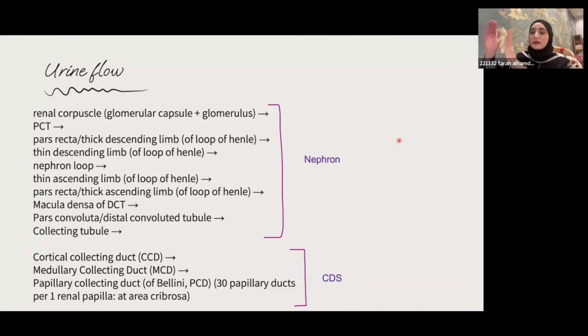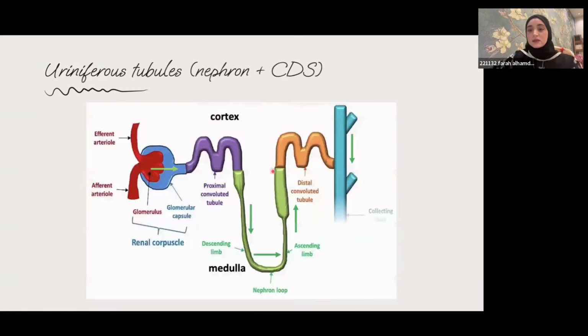Now, from the collecting duct, we have the collecting duct system, which is different from the nephron itself. This is where there isn't any urine reabsorption and formation. There's only urine transport, okay? From here, we have the cortical collecting duct. From the name cortical, it's present in the cortex. Then we have the medullary collecting duct. So this is the cortical collecting duct, then the medullary collecting duct, okay?